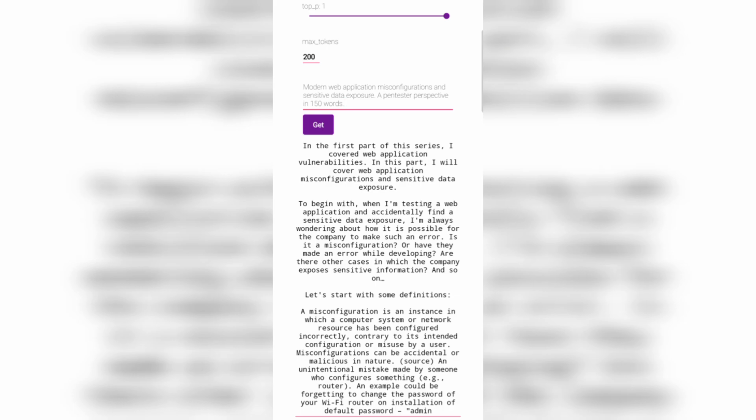In the first part of this series, I covered web application vulnerabilities. In this part, I will cover web application misconfigurations and sensitive data exposure. To begin with, when I'm testing a web application and accidentally find a sensitive data exposure, I'm always wondering how it is possible for the company to make such an error. Is it a misconfiguration, or have they made an error while developing? Let's start with some definitions.